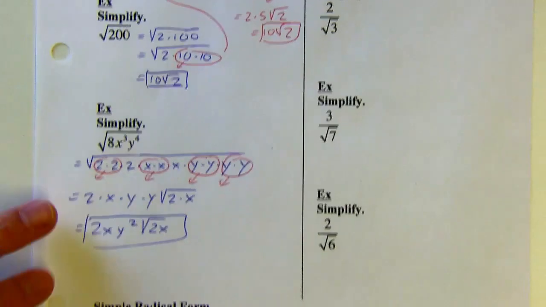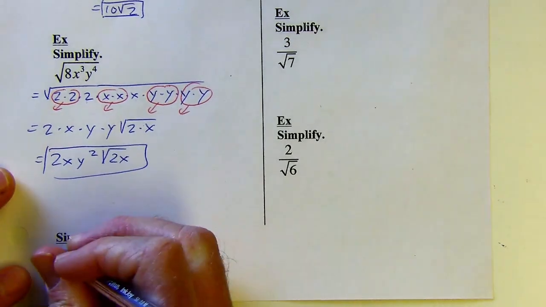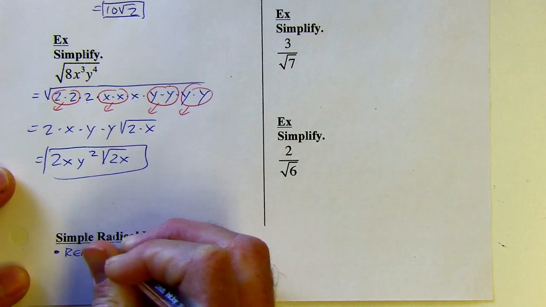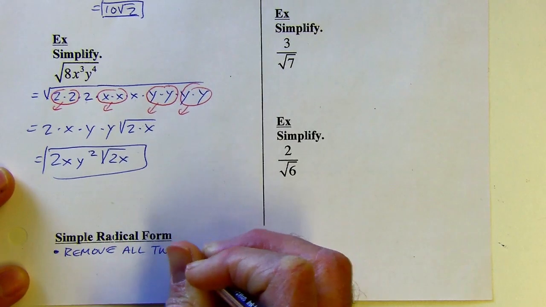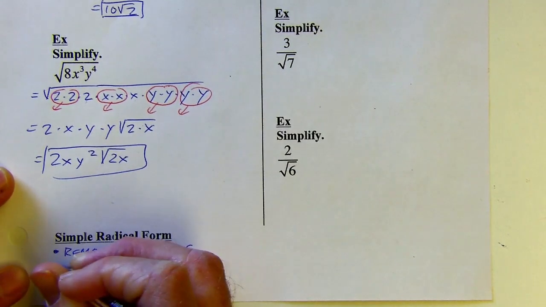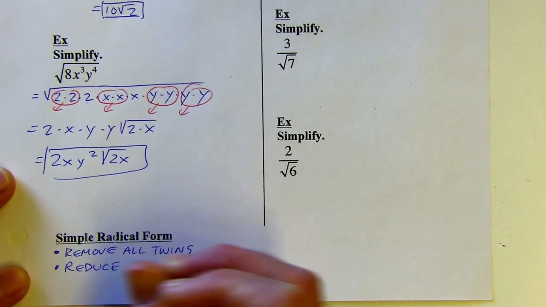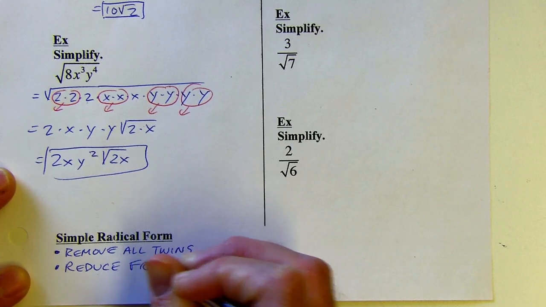All right. So simple radical form. There's 3 things you want to do. First is remove all of the twins, like we've been doing. Okay. Sometimes you might have fractions that need reducing, so reduce fractions. If that's the case, that hasn't happened so far in the previous examples, but it will.